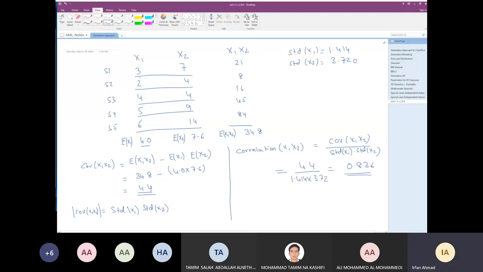0.836. So you can see that the correlation is a very strong positive correlation, because, as we know, correlation is normalized, in the scale of -1 to 0 to +1. So the highest is +1. So you can see 0.836 is a strong positive correlation. Okay. -0.99 would be a very strong negative correlation. In a sense, if x1 increases, x2 decreases very strongly.